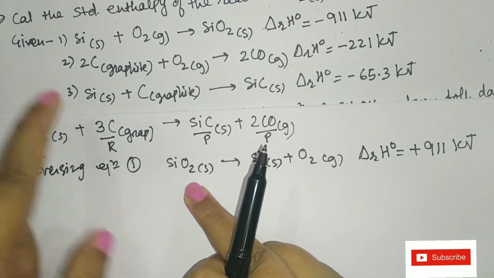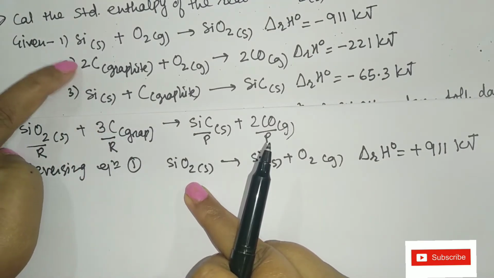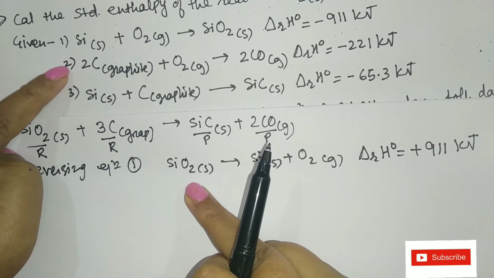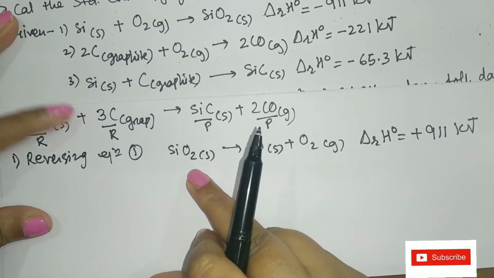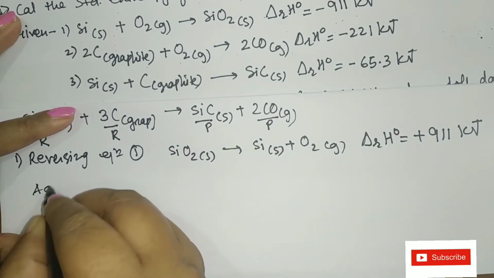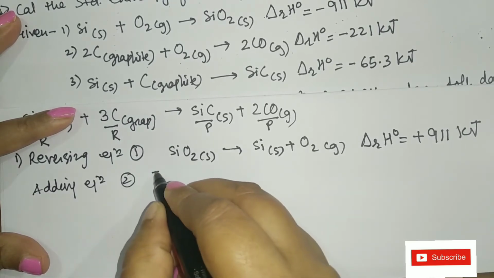Now next, I want carbon on the reactant side. I have carbon here in equation 2, which is on the reactant side. So I don't need to change the equation. I will simply add this to this. Now adding equation 2 to it. So let us add this.